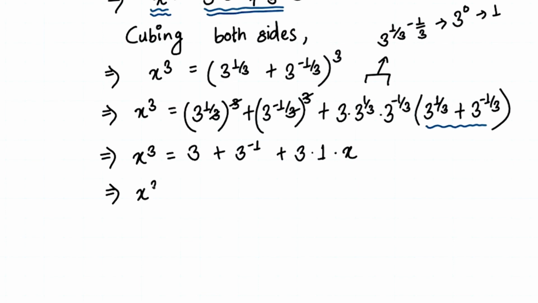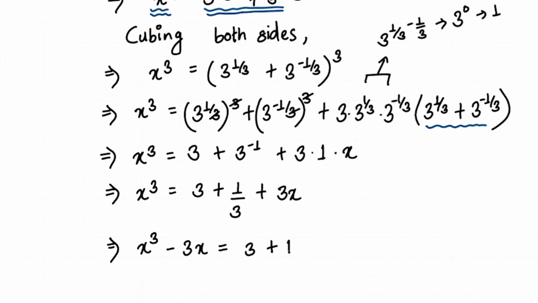So we have our x cube over here equals to, we have 3 plus 3 to the power minus 1 is 1 divided by 3, right? Plus we have 3 times 1 times x is 3x. Let's move those x together, okay? So we have x cube over here, that 3x when it goes to the left side, it's going to be minus 3x equals to, we have 3 plus 1 by 3.